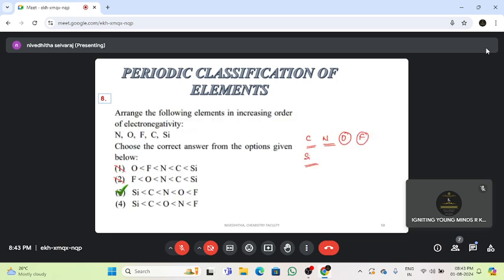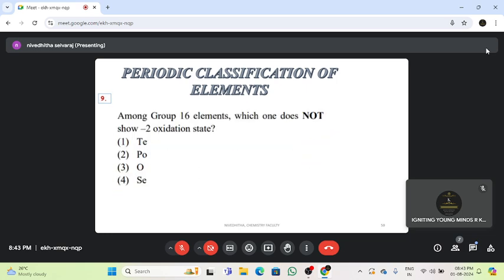Next question. Actually, this is a NEET question, okay? I think this is a very recent question. This is from NEET 2024. Among group 16 elements, which one does not show minus 2 oxidation state? So, which are the group 16 elements? Oxygen, sulfur, selenium, tellurium, polonium. This is the 16th group, and they're asking us to find the element which will not show minus 2 oxidation state.